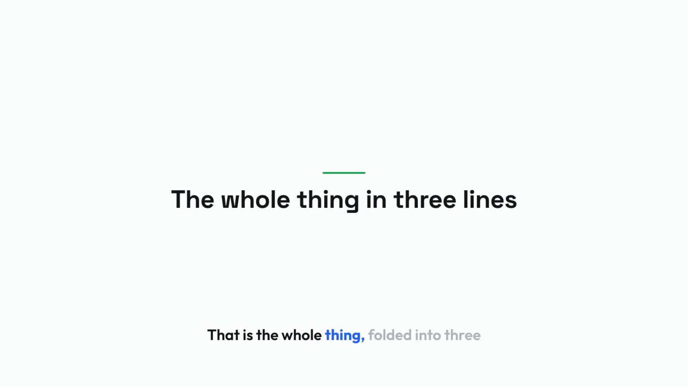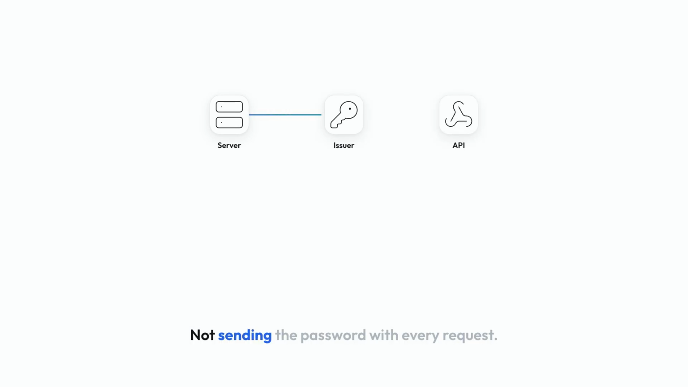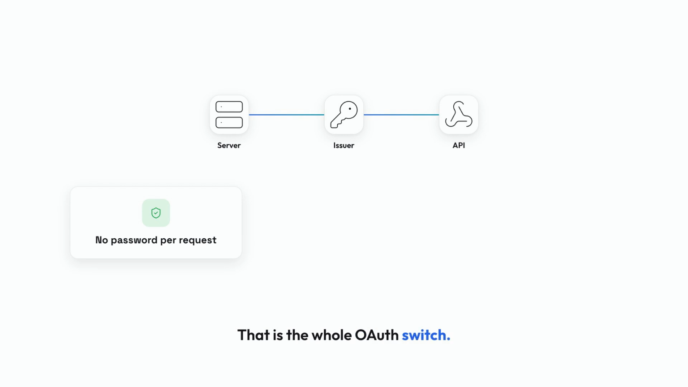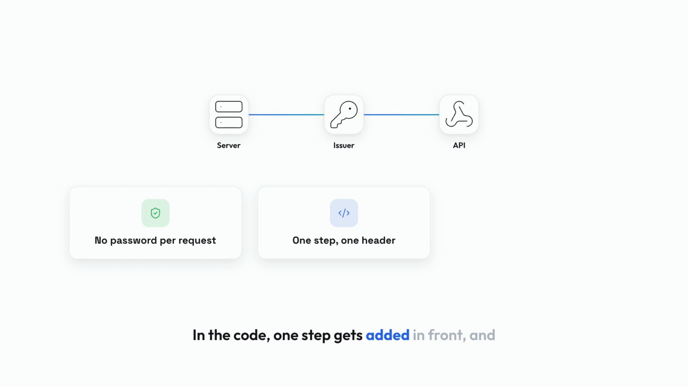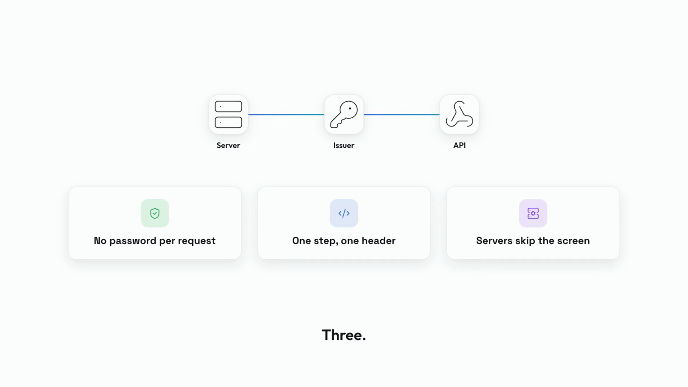That is the whole thing, folded into 3 short lines. 1. Not sending the password with every request. That is the whole OAuth switch. 2. In the code, one step gets added in front, and one header line changes. 3. If there is a person, you need a login and consent screen. If it is server to server, there is no screen at all.